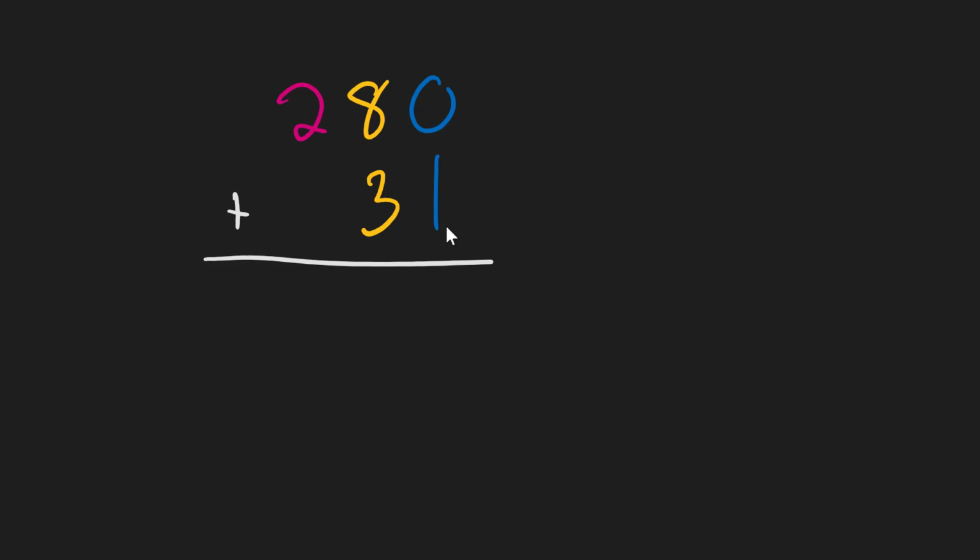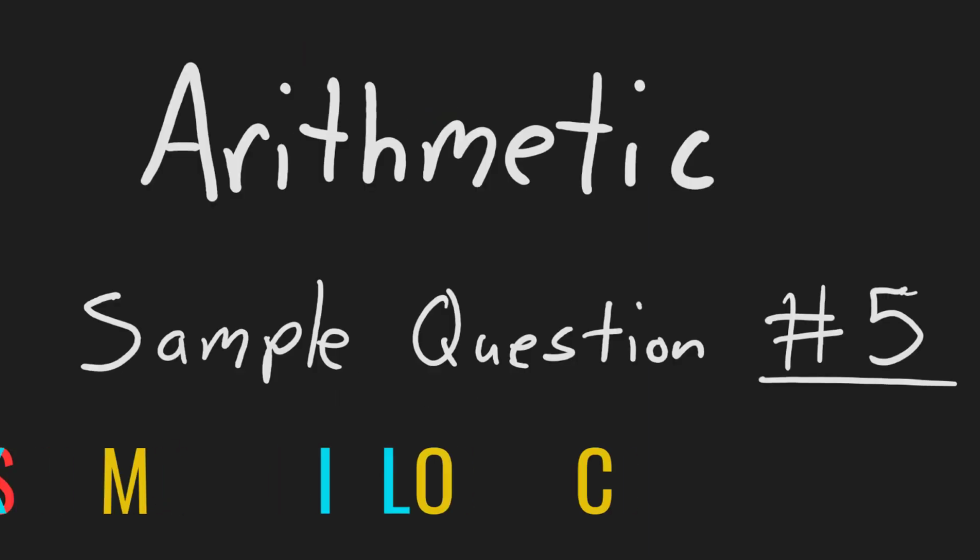So let's do that. 0 plus 1 is 1, and 8 plus 3 is 11. And so we can write the 1 in the tens place and carry over the other 1 into the hundreds place. And then finally, 1 plus 2 is 3. And so the answer is 311.